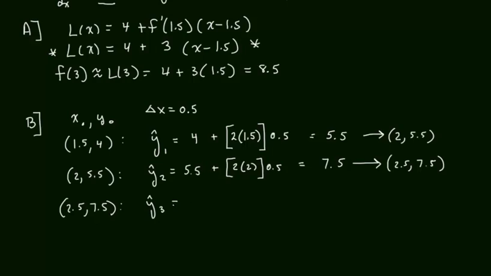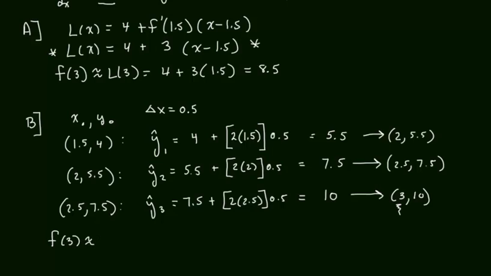Y hat 3 will be the 7.5 plus the slope of 2 times 2.5. Once again, change in x. Arithmetic comes out to be 10. That will point us out to 3, 10. And that's how I know I'm going to stop. I wish to approximate f at 3, and I have that approximation here. F of 3 is approximately Euler's iterations at 3, which equals 10.